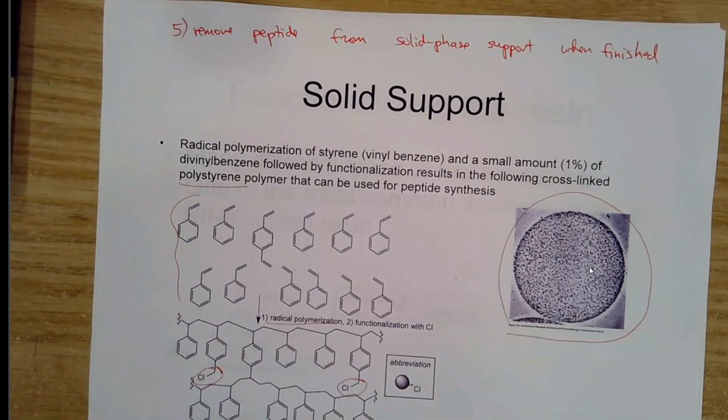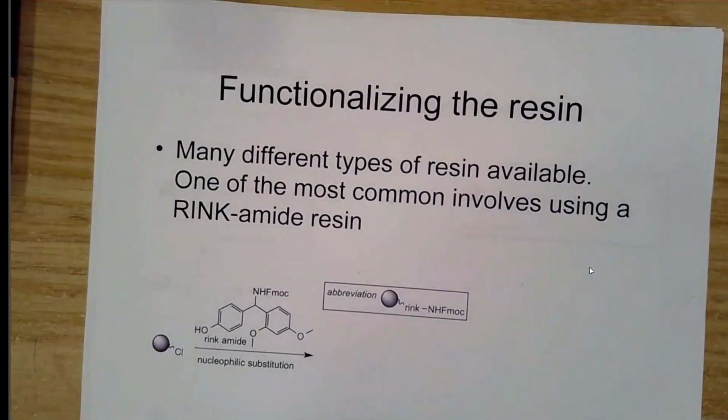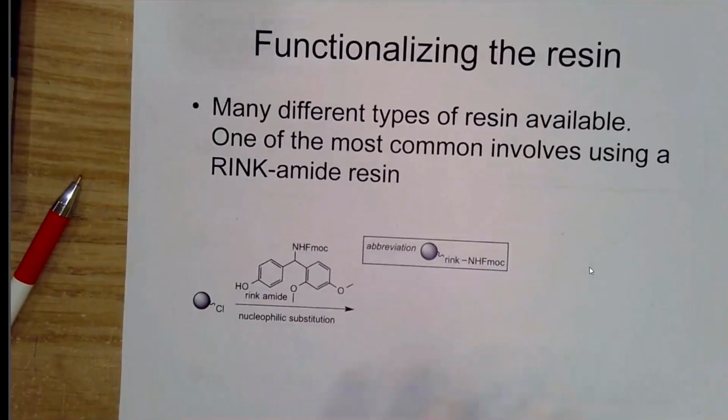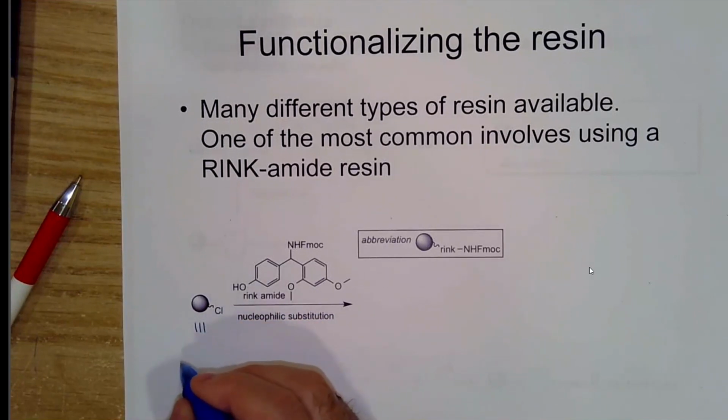All right. So how do we functionalize the resin? Okay. So keep in mind and remember that we're going to now draw our solid phase resin as the circle here with now chlorine attached. And what that really means is that we have a benzyl chlorine group attached. All right, so how do we functionalize the resin? All right, so here's your resin, chlorinated resin.